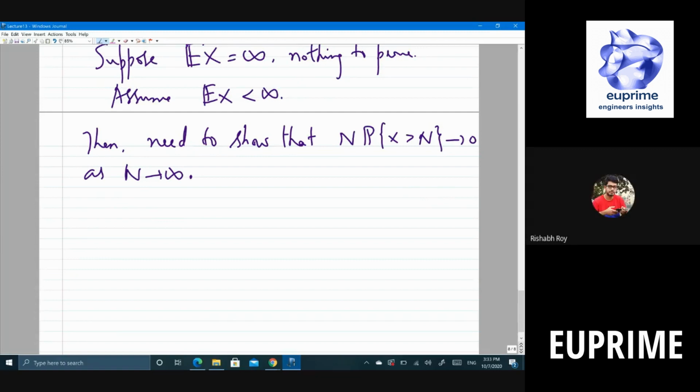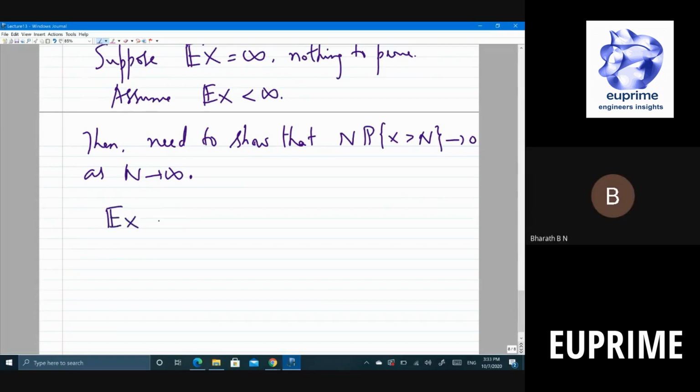Sir, I told about the product. The order of the product is of the form 1 upon n. Well, that's also too much to ask for, right? That essentially means that the probability of x greater than n is of the order of 1 by n squared. But what is the guarantee that this is n squared? Okay. So now let's look at this.